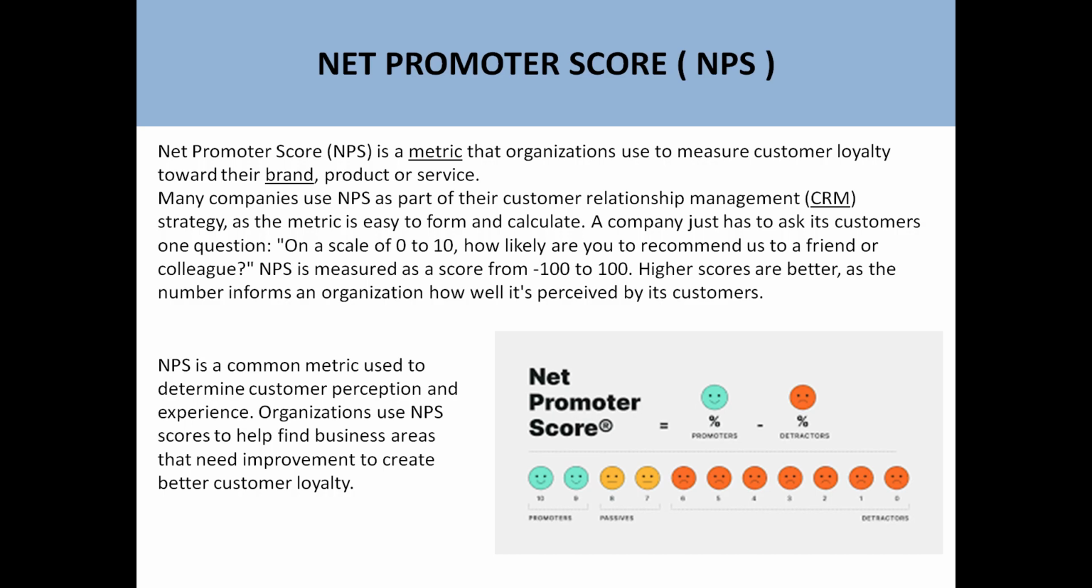So when we are using the customer relationship CRM based strategy, the company has to ask its customer one question on a scale of 0 to 10. How likely are you to recommend us to a friend or colleague, from 0 to 10? NPS is measured as a score from -100 to 100. Higher scores are better, as the number informs an organization how well it's perceived by its customers. NPS is a common metric used to determine customer perception and experience. Organizations use NPS score to help find business areas that need improvement to create better customer loyalty as well.